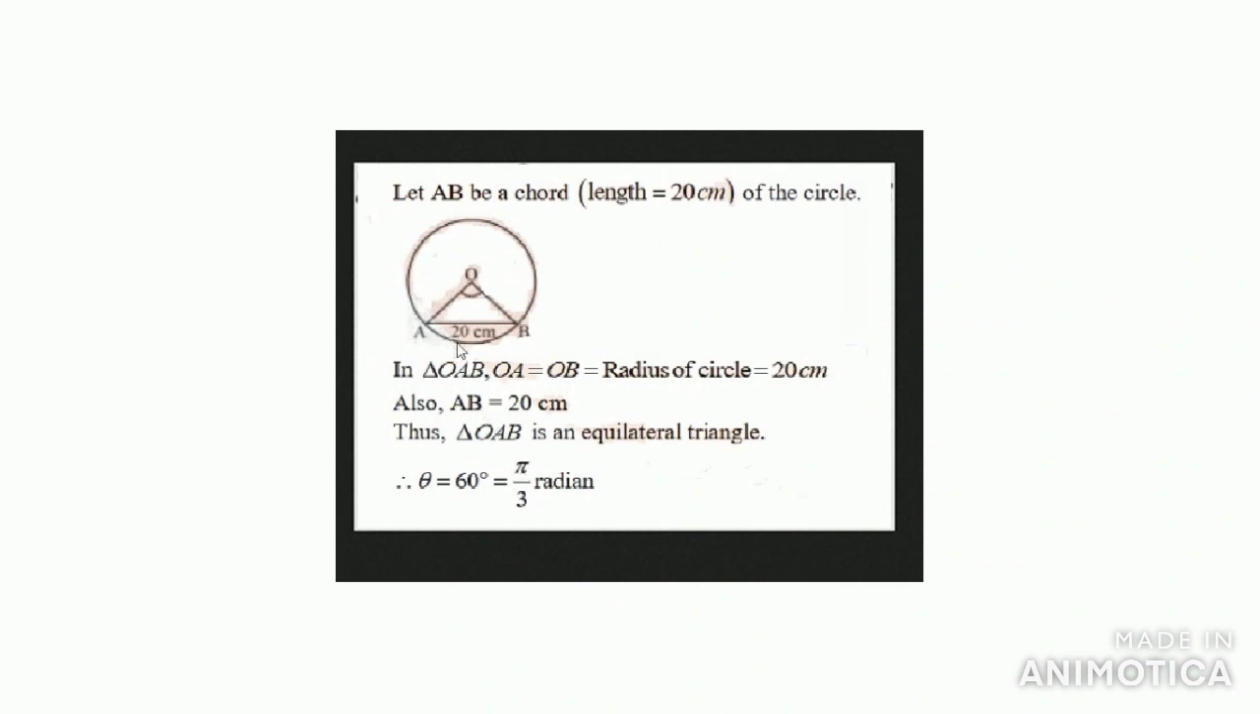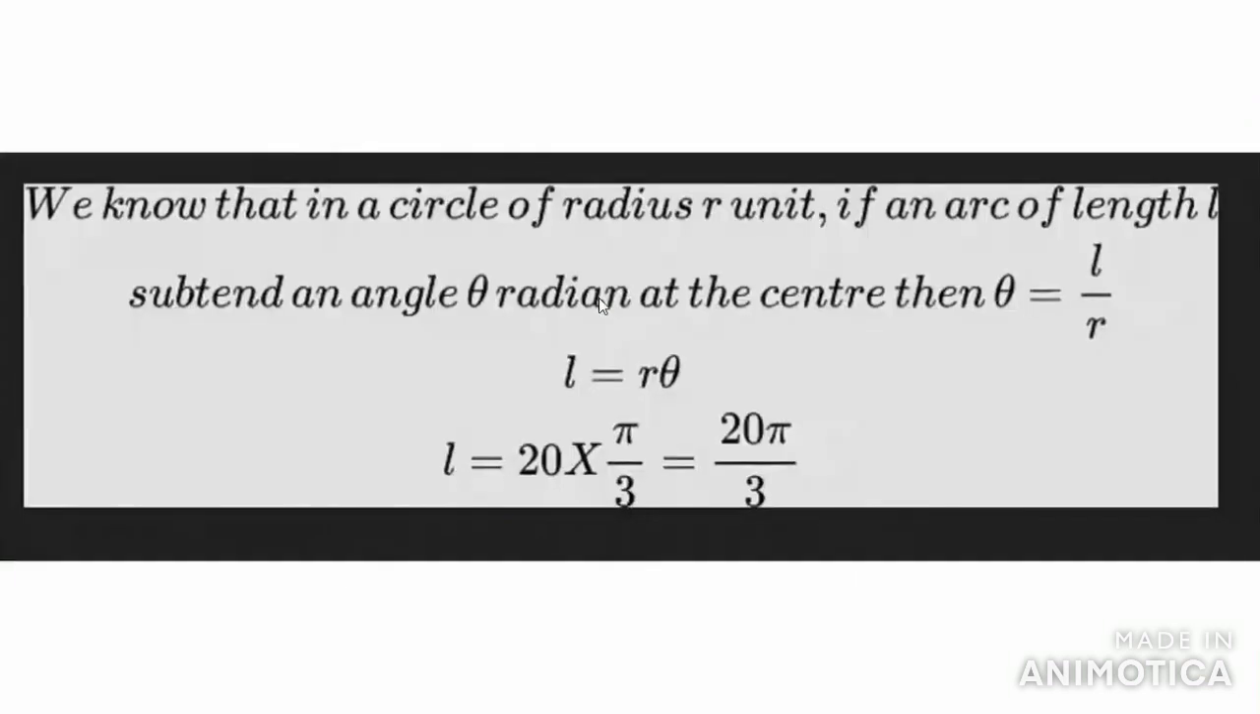Now you can apply the formula length of arc is equal to r into theta. Here r is known, theta is also known. We know that in a circle of radius r unit, if an arc length is L and angle subtended at the center is theta radian, then theta is equal to L by R, or L is equal to R into theta. What is R here? R is 20 and theta is pi by 3, so L is equal to 20 pi by 3 centimeter. You have to write the unit also.